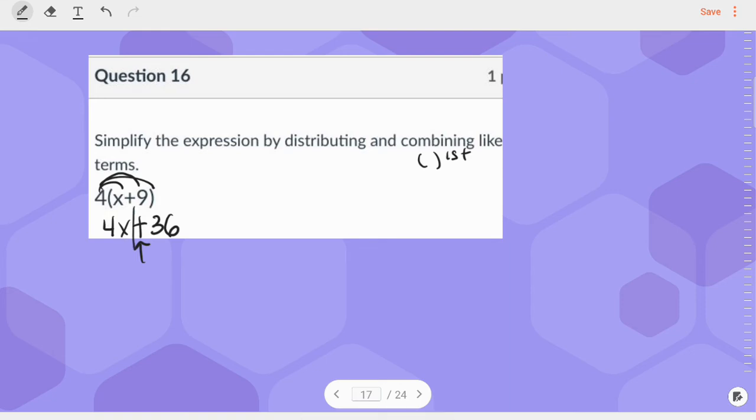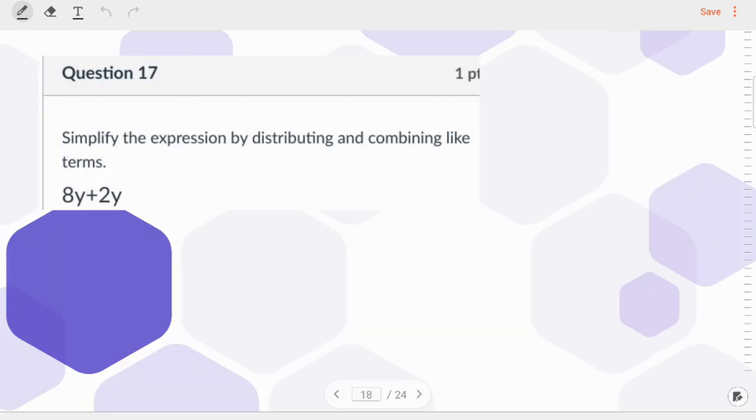Now, as I look at this and I snip these two terms apart, are there any like terms? Well, this has an x and this does not, so nope. So I'm going to leave it as my answer. 4x plus 36. And I'm going to type that in as my final answer.